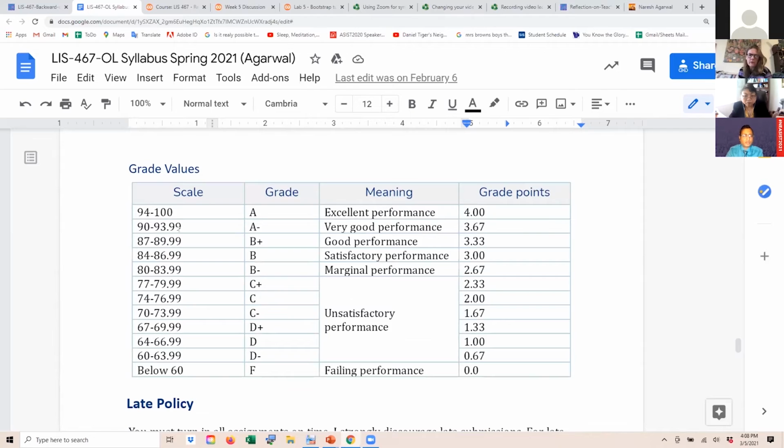And I also like to put the grading scale with a 0.99, so that I don't need to round off any points when the final grades are being done at the end of the semester.